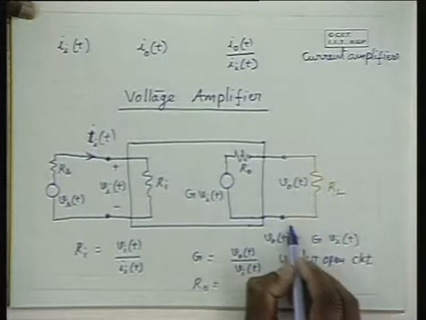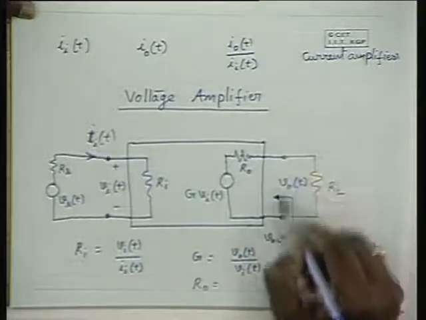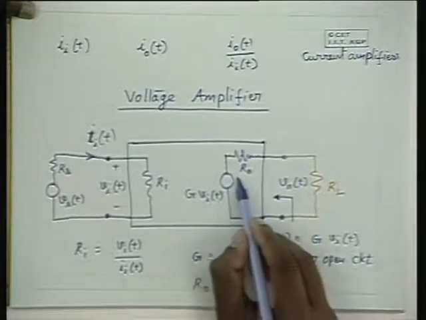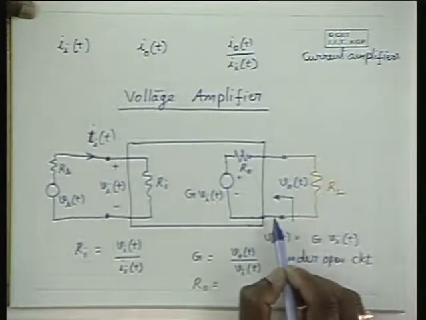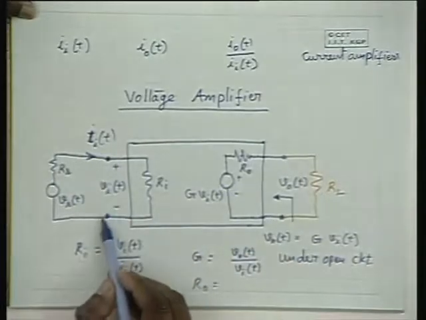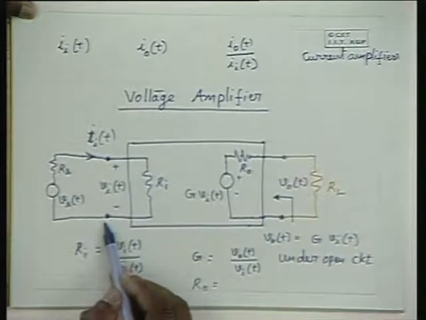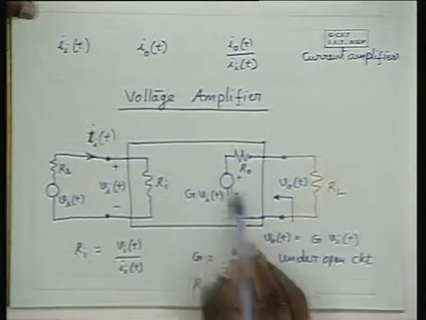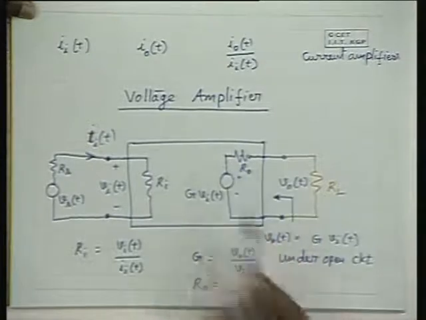What about R0? R0 is the impedance looking into these terminals, or the resistance exhibited across these two terminals, when this voltage is 0, that means it's appearing between these two terminals. For this voltage to be 0, the input side has to be short circuited. If you short circuit the input side, then this is a short circuit, and if you measure the output impedance here, that is equal to R0.